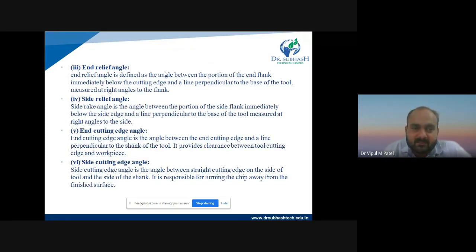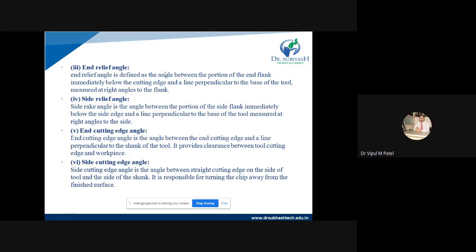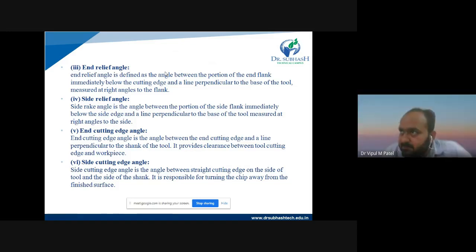So this type of end cutting edge angle in the single point cutting tool provides a clearance between the cutting tool or tool edge and the workpiece. So you can definitely see the clearance in between the single point cutting tool and workpiece with the use of this end cutting edge angle.